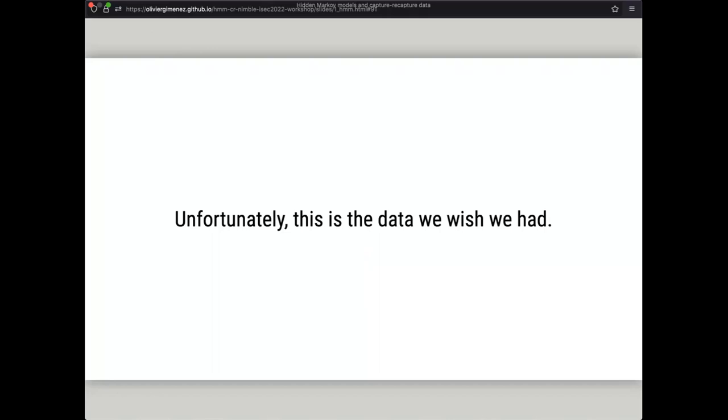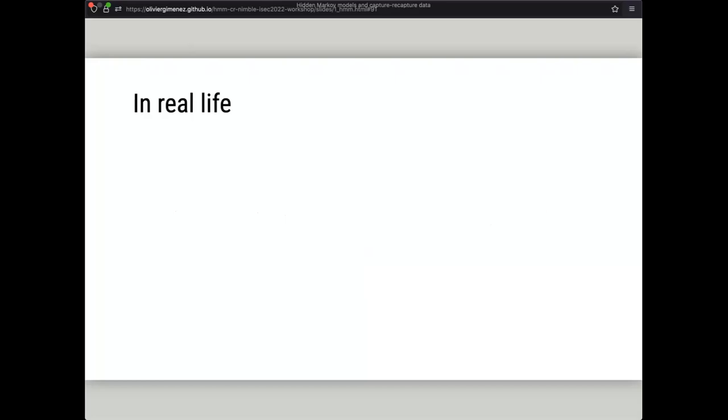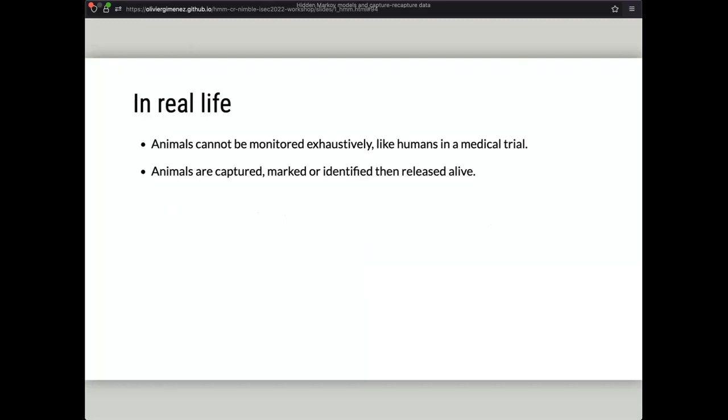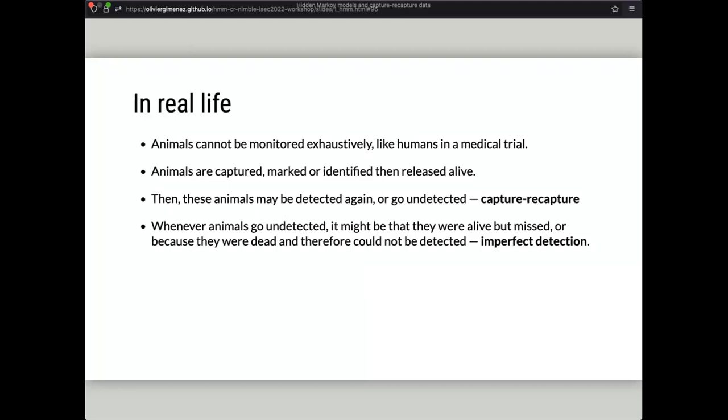So as you might have guessed, unfortunately, this is the data we wish we had, okay? We have a perfect observation of whether an individual was dead or alive. In real life, animals cannot be monitored exhaustively, like humans in a medical trial. They are captured, marked, or identified, then released alive, okay? Or dead also. Then these animals may be detected again or go undetected, and that's why we have capture-recapture data. That's what we call capture-recapture. And whenever animals go undetected, it might be that they were alive but missed, or because they were actually dead and therefore could not be detected. So that's the issue of imperfect detection.